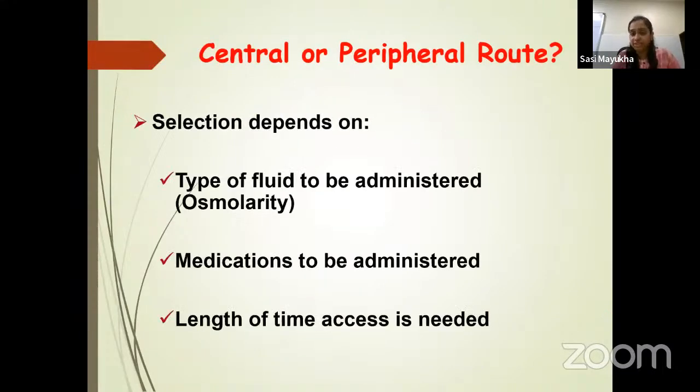So why central or peripheral route? Usually the selection depends upon the type of fluid, the medications to be administered, and the length of time of access. This is very important in an ICU setup, when the patient comes and you have to give a lot of inotropic support, or when you need dialysis, you need a central access rather than a peripheral route.